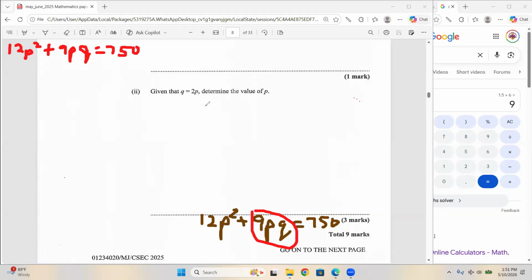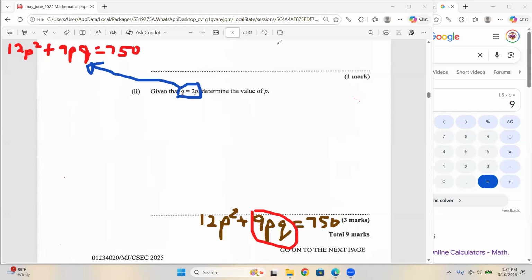What are we going to do next? Using this here, we're going to substitute. Wherever we see the Q, there's only one Q in here. We are going to replace that Q with 2P because that's what Q is equal to. It is equal to 2P. So we are going to remove this and replace it with 2P.